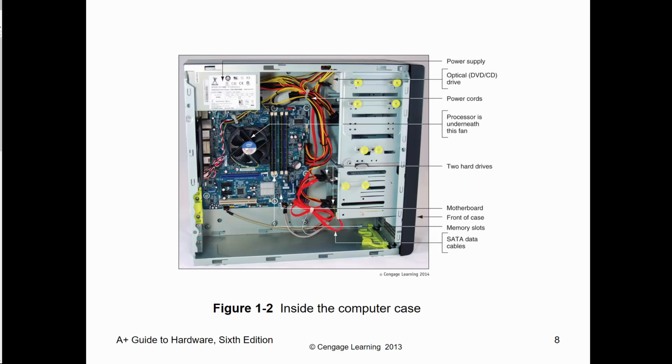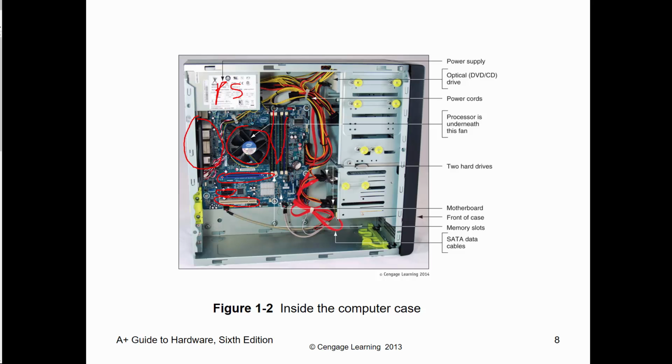Alright, so let's look at the inside of a computer. So at the very top, this guy right here is our power supply. Here we have our memory modules. Here we have our processor. Here we have our back I/O. That's the ports that we just covered. Here we have our additional add-on cards.